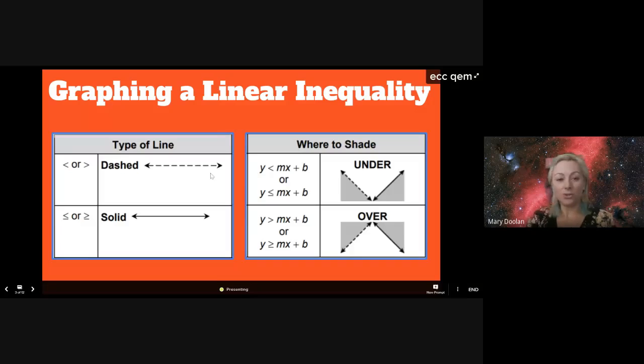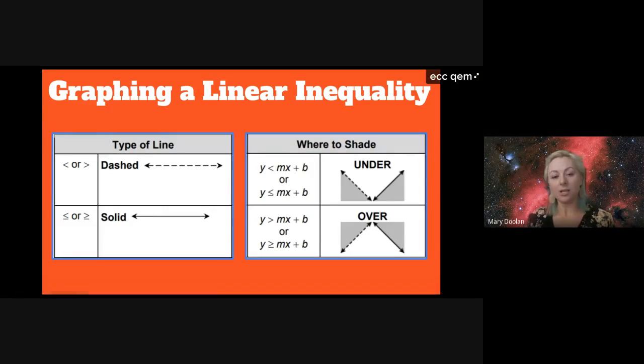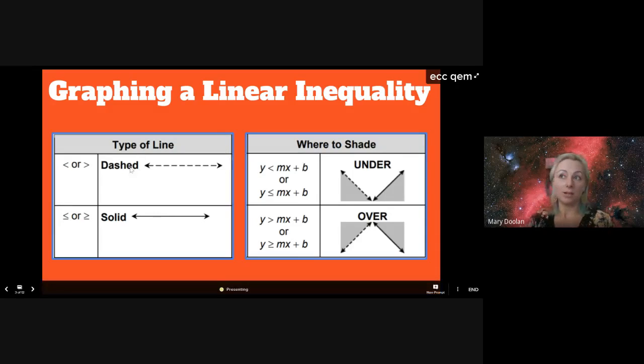It's kind of like when you graph an inequality without two variables and you have an open circle versus a closed circle. We use the closed circle to show greater than or equal to, less than or equal to. We use the open circle to show less than or greater than because it's not including that value. Same thing here. So the dashed line is like an open circle. Solid line is like a closed circle.